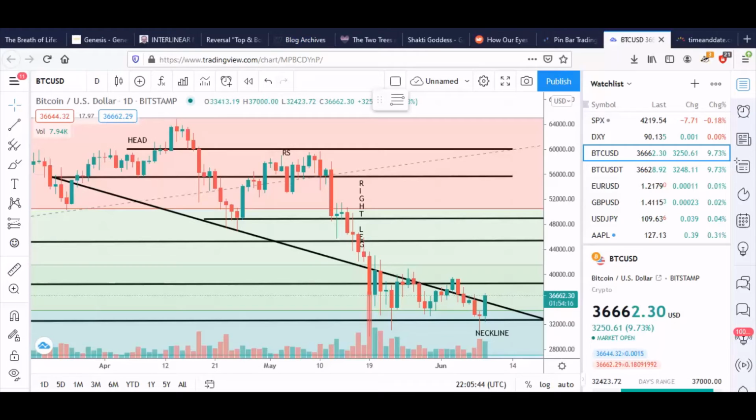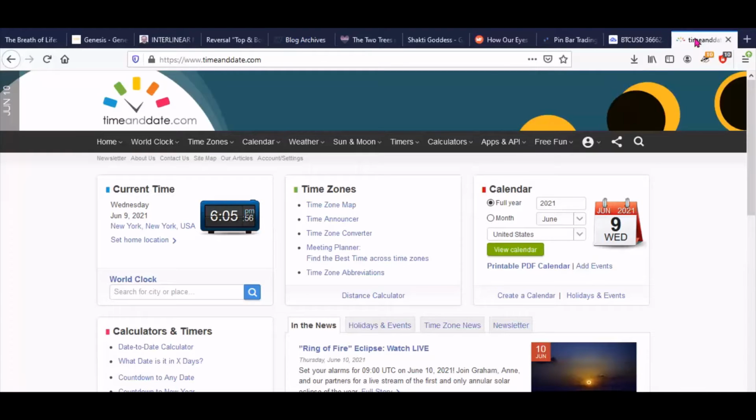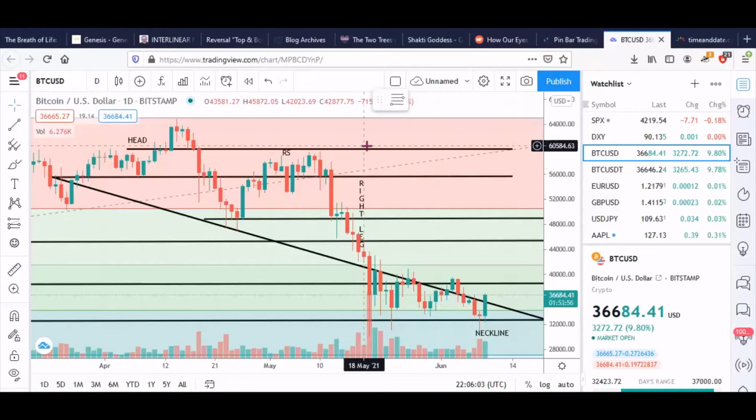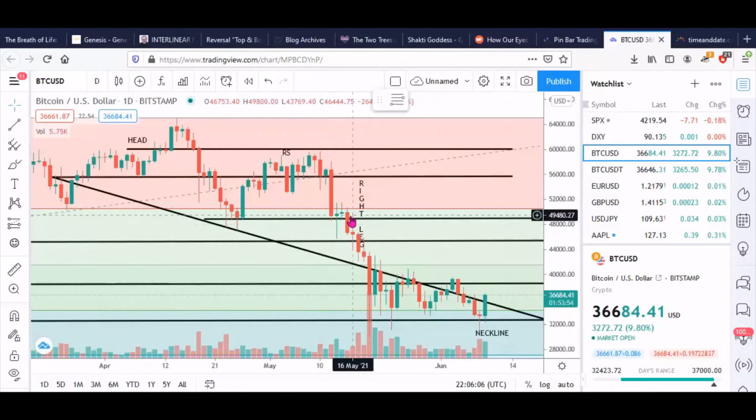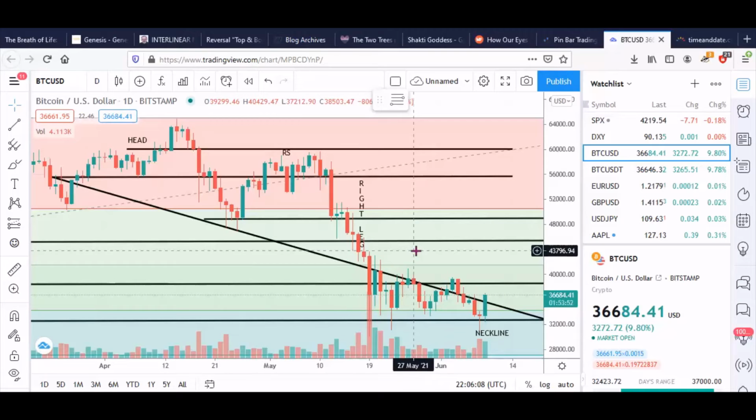Now, that being said, let's go into our follow-up on our Bitcoin analysis. And let's log our current time and day. Wednesday, June 9, 2021, 6:05 p.m. Now, I'll start off with the TradingView, and then I'll get into the MetaTrader 4, and this is the last day that I'm going to be showing you with the TradingView, okay?